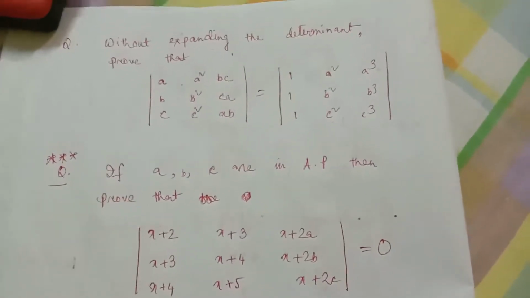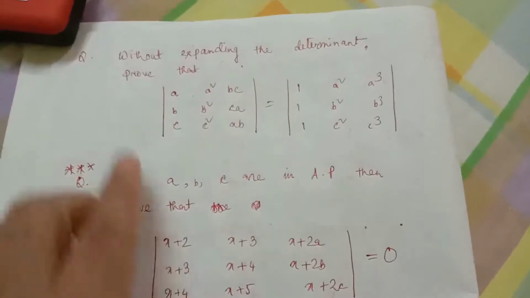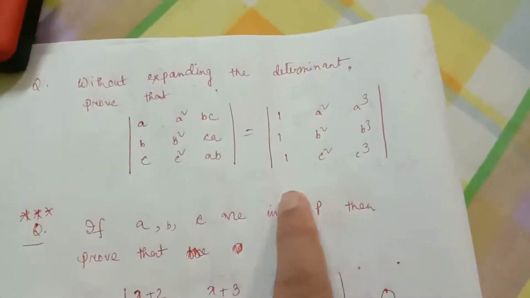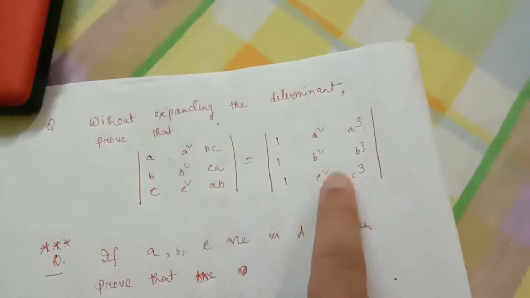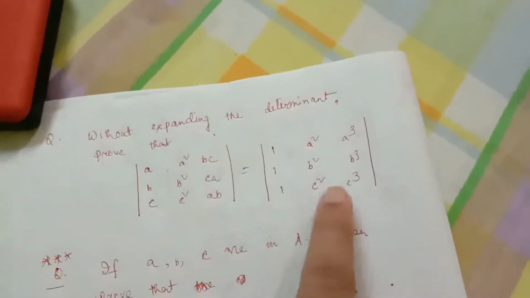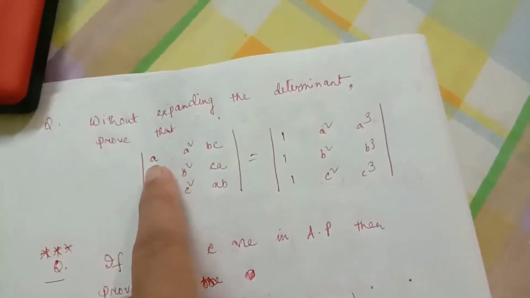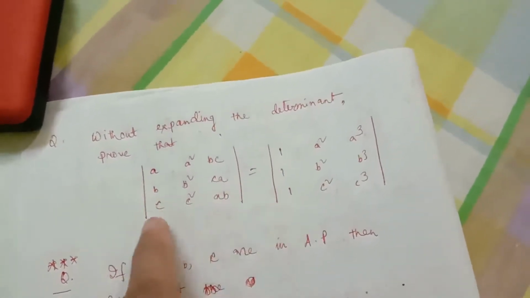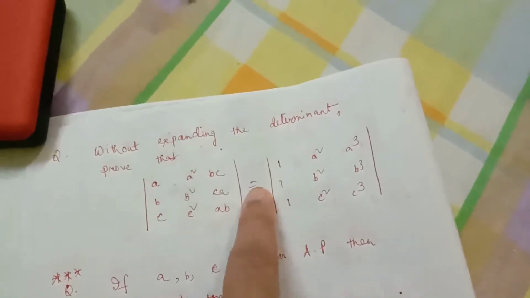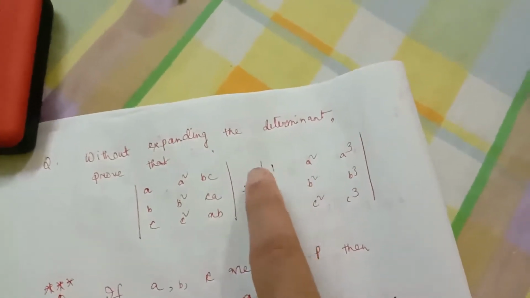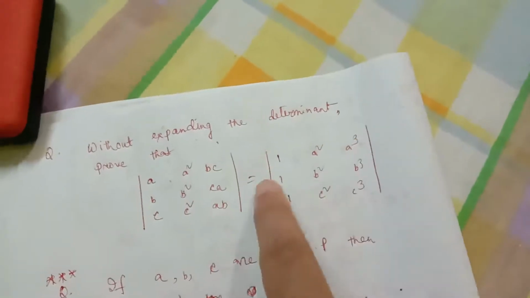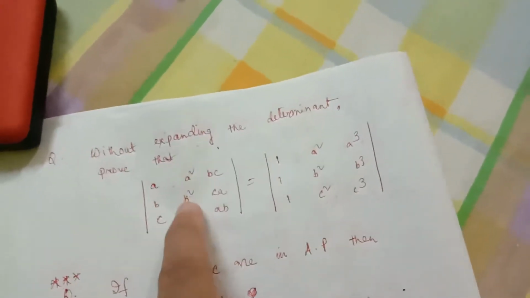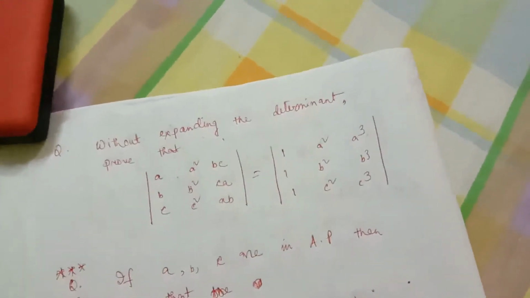Now these two are your homework questions. First, without expanding the determinant, prove that the values of these two determinants are same. The first determinant is A square BC, B square CA, C square AB is equal to the second determinant. The first row is 1 square A cube, 1 B square B cube, 1 C square C cube. You have to prove the values of these determinants are same.